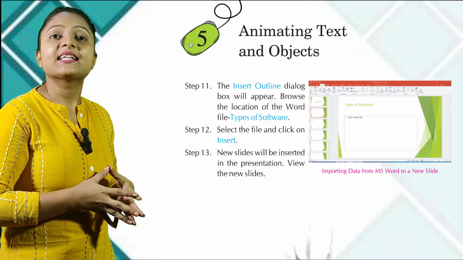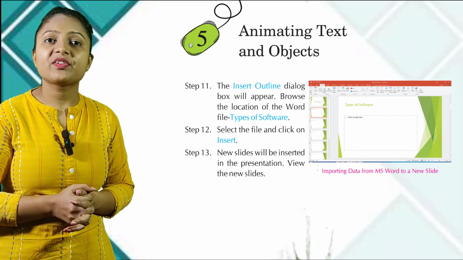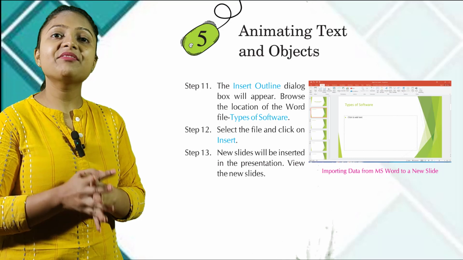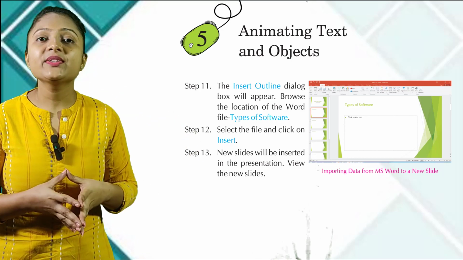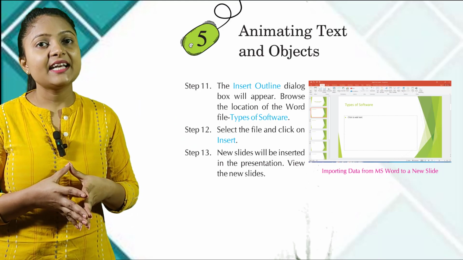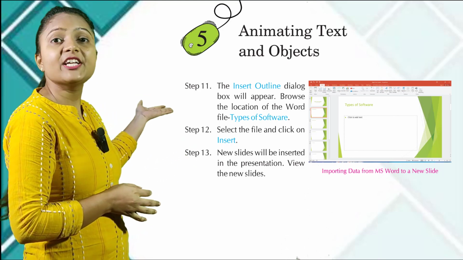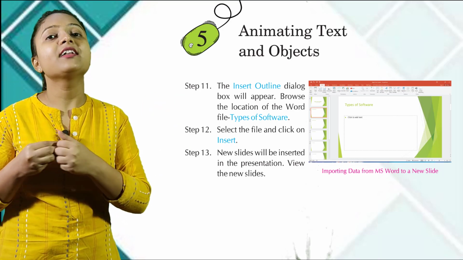Step 11. The Insert Outline dialog box will appear. Browse the location of the Word file, Types of Software. Step 12. Select the file and click on Insert. Step 13. New slides will be inserted in the presentation. View the new slides. In this image, you can see importing data from MS Word to a new slide.